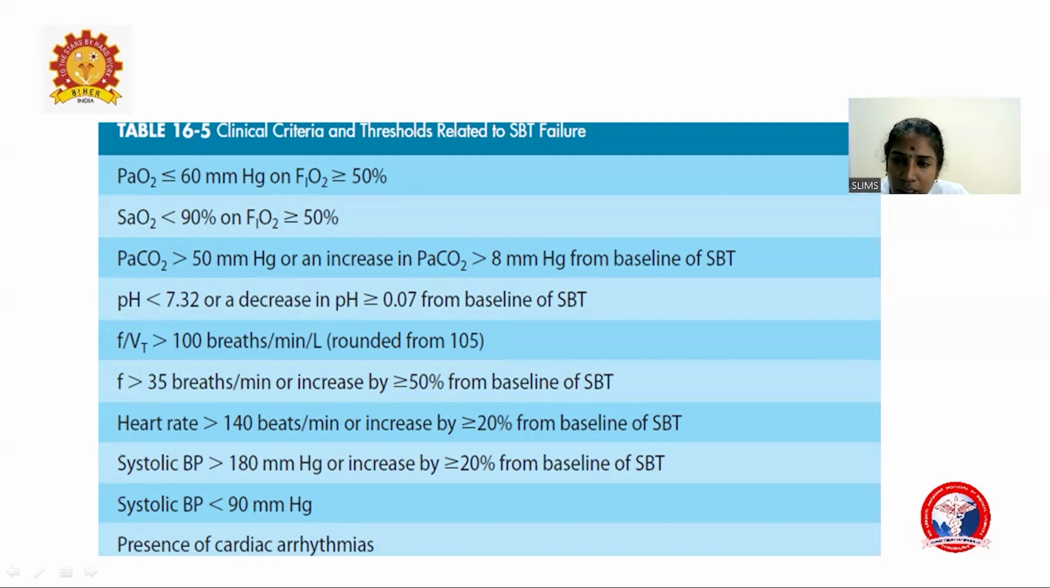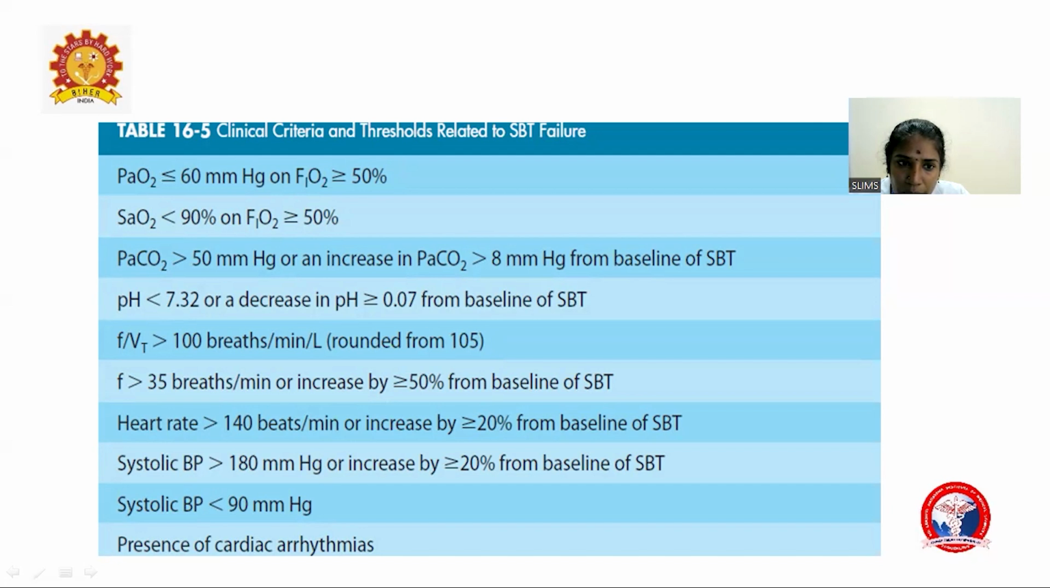That is, after the SBT trial, we should check the ABG against the baseline. If there is an increase in PaCO2 of more than 8 millimeters of mercury, then we can consider it a failure of SBT. Then the pH less than 7.3, or a decrease in pH of more than 0.07 from the baseline of the SBT. Then a rapid shallow breathing index of more than 100 breaths per minute per liter, or a trial of approximately 105 minutes, we should consider as a failure.